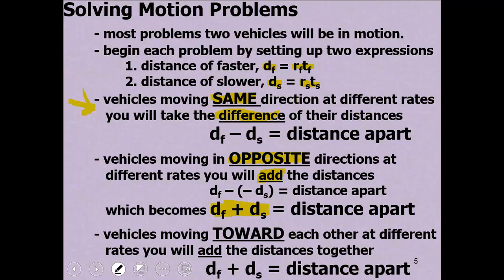The other case you can have is vehicles moving towards each other. When moving towards each other, you also add those distances together. So when they're moving in the same direction, you take the difference of the distance traveled. That's going to be the distance apart. If they're moving in opposite directions from each other, you add. And if they're moving towards each other, you add to find that distance apart. It'll be like, how far apart will they be? Or at what point in time will they be this far apart? Those are the types of questions we're going to be asked to solve.